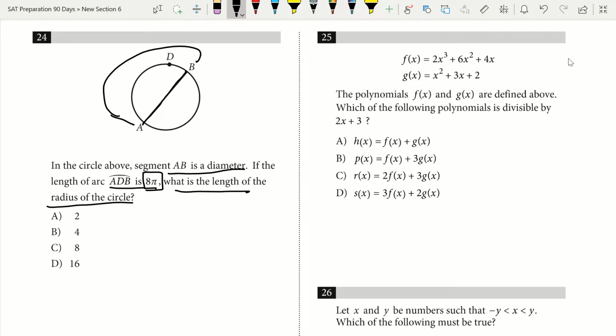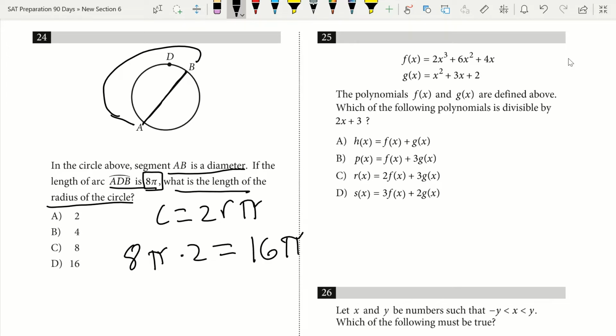Okay, so that arc length has to be half of my total arc length, or half my circumference. I know my circumference is 2 times my radius times pi. Okay, so if half my circumference is 8 pi, then to get my whole circumference, I have to multiply by 2 to get rid of that half of my circumference. So that's going to give me 16 pi is my total circumference.